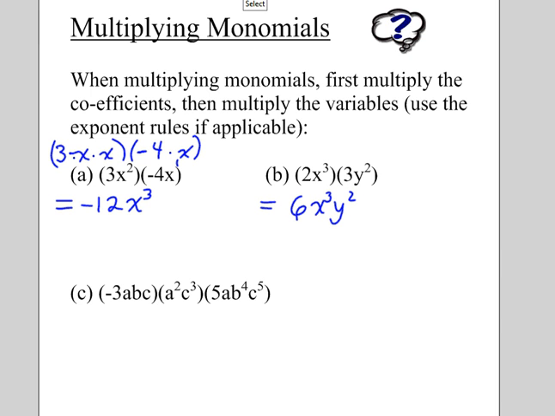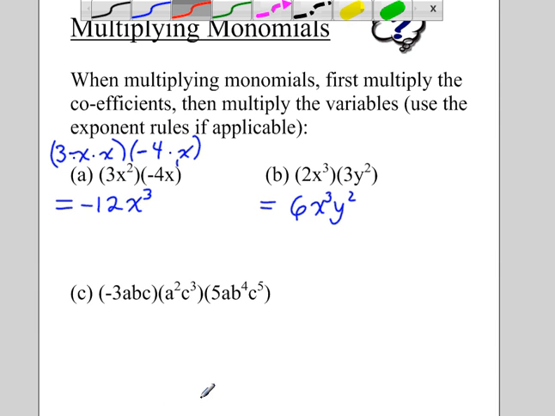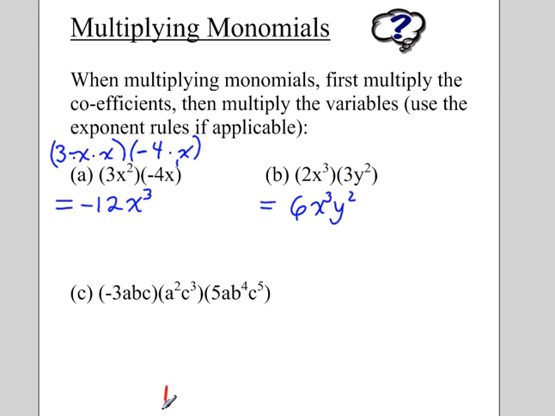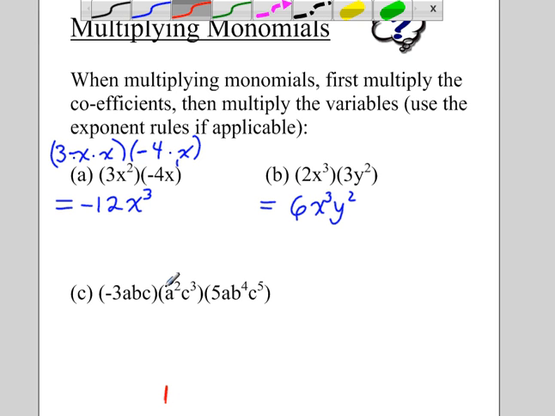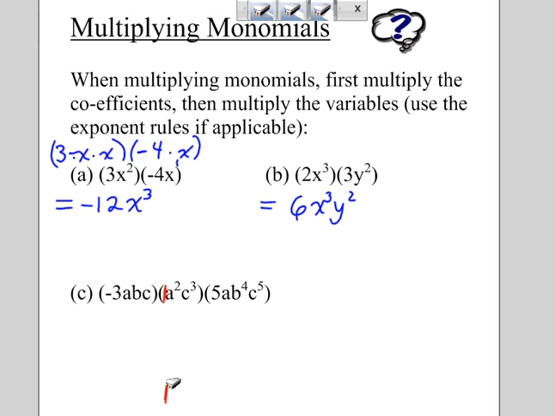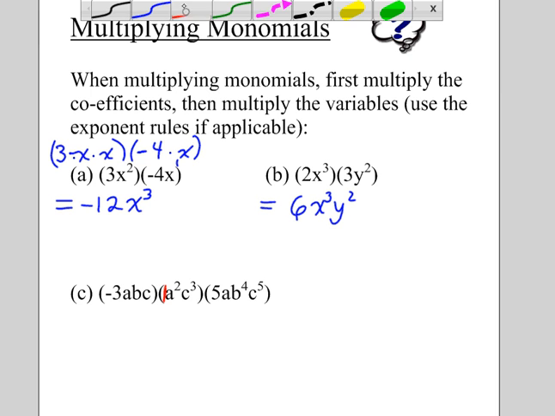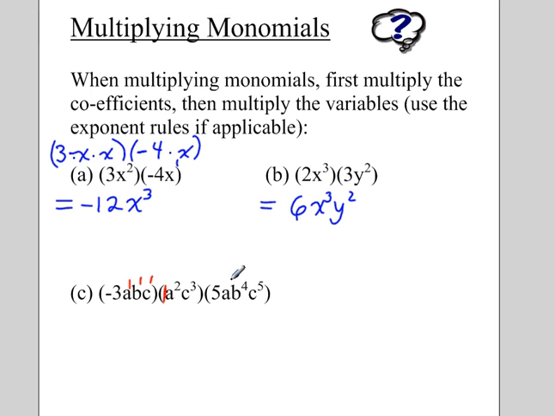And if we look at the last one, there might be a couple things you want to do before you tackle the question. You might want to put in your ones. For example, a squared c cubed has a coefficient of 1. So you might want to throw that in. And then you might also want to put in that this is a to the 1, b to the 1, c to the 1, a to the 1. So you might find it helpful to put the ones in.